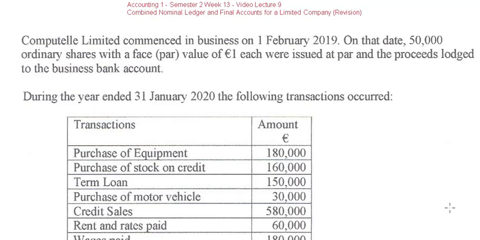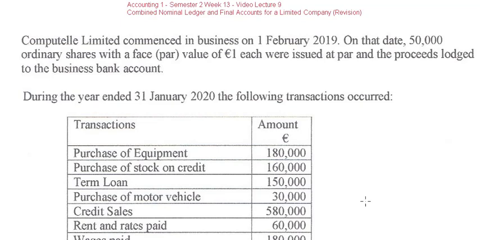Now, in this case, we're in luck because it's just a new business. Computel commenced on the 1st of February 2019. So for that reason, there'll be no opening balances in this question. So all we're going to deal with then are the actual transactions. If it was an existing business, we'd also have the opening balances to contend with. So, okay, let's see what the transactions are then.